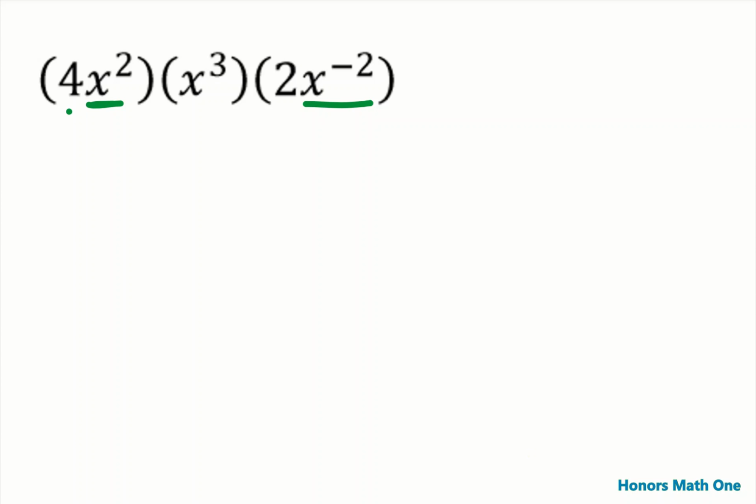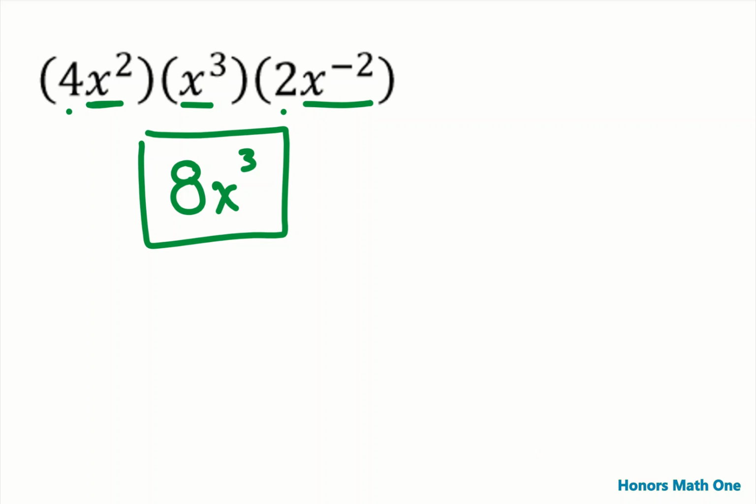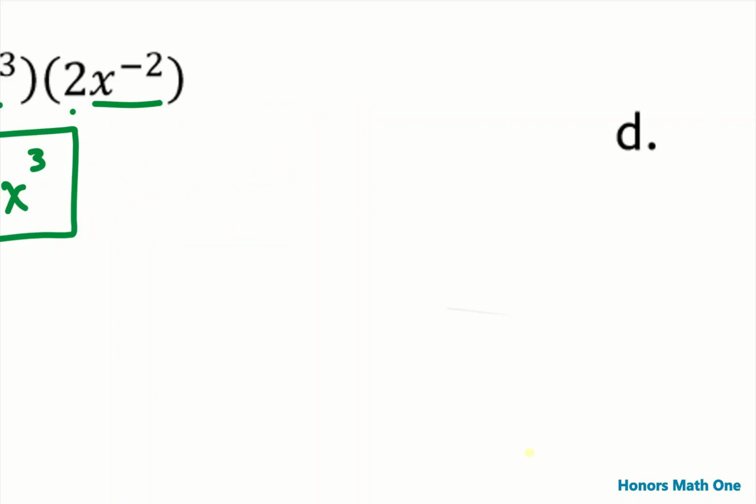However, I do need to concern myself with the fact that there's 4, which is 2 times 2, times another 2. So this does have the number 8 in it. And the other thing I need to concern myself with is there's 3 factors of x, right? 8 times x times x times x, or 8 times x raised to the third power. So that is a, b, and then c. Finally, let's look at d.